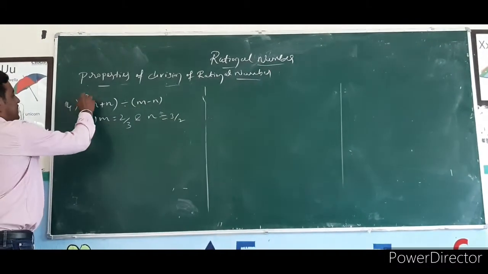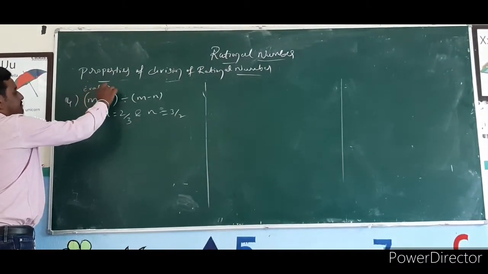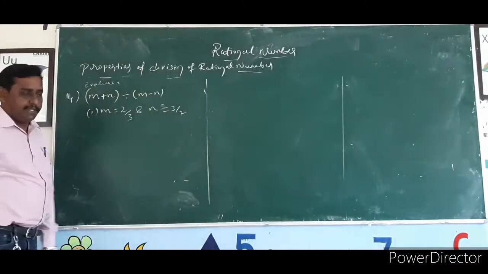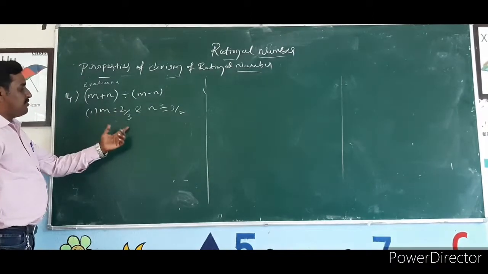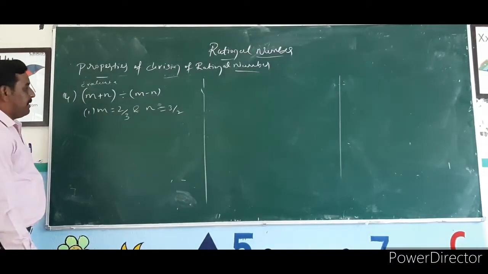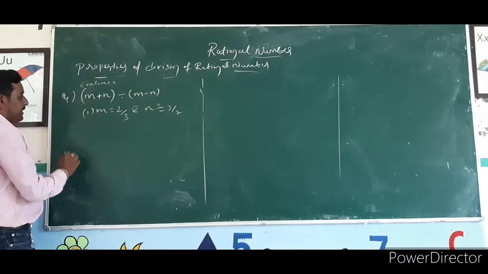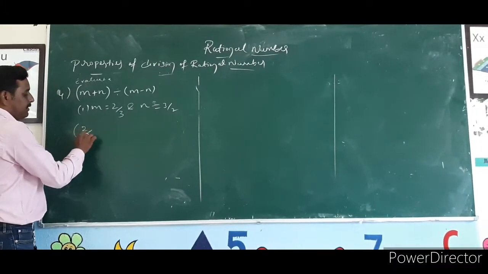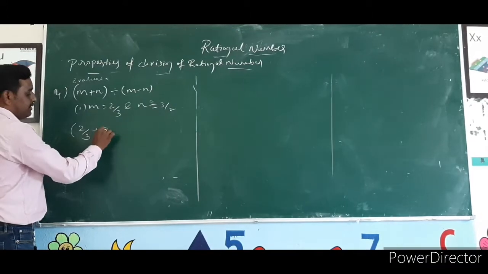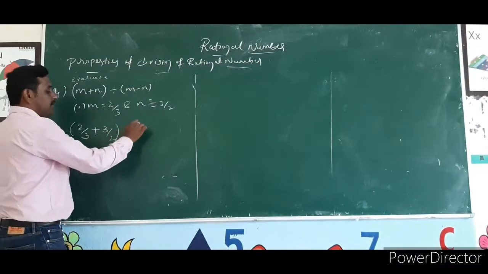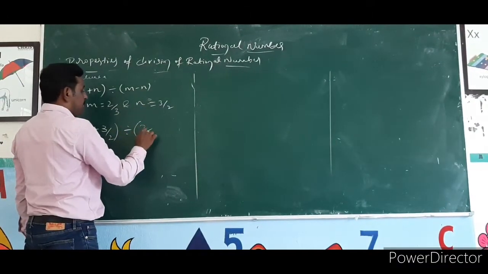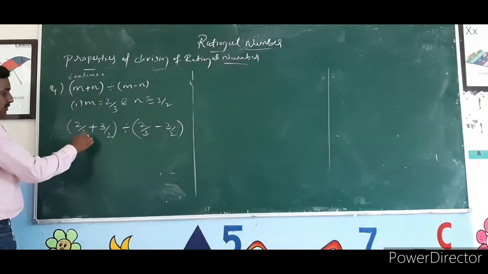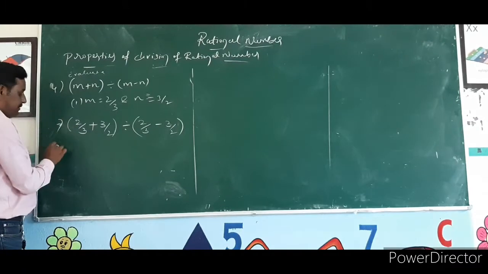Next problem. They are given, evaluate m plus n divided by m minus n. So here the m value is 2 by 3, the n value is 3 by 2. First I am substituting the values in the equation. m plus n means 2 by 3 plus 3 by 2 divided by 2 by 3 minus 3 by 2. First I am solving this bracket.